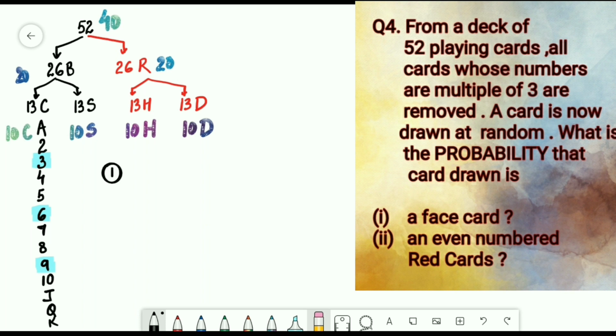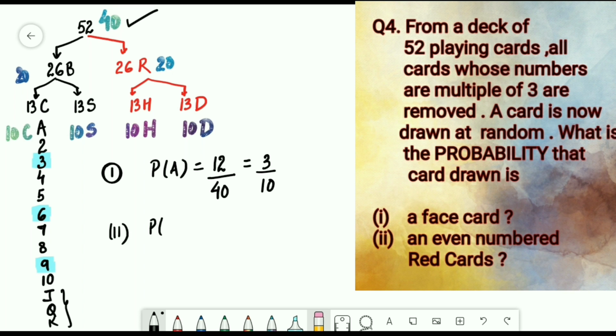First part is the probability of getting a face card, because we have not removed any of the face cards. So this time also we have a total of 12 face cards, but in this case the total number of all possible outcomes is equal to 40. So 12 upon 40 is the answer. We can simplify that, so 3 upon 10.